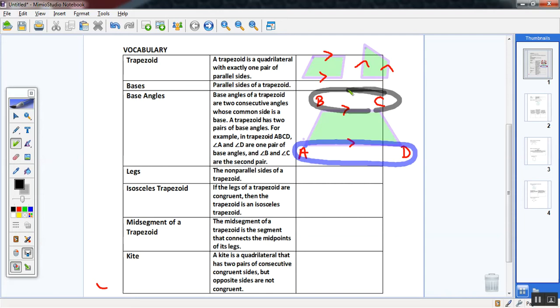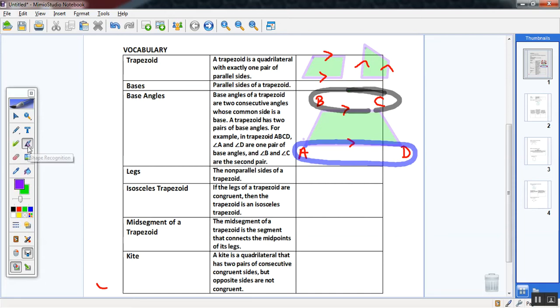Okay? All right, the legs in a trapezoid, the legs are simply the what? Non-parallel sides. So how many legs will a trapezoid have typically? Two. It's the two sides that aren't parallel. Okay. An isosceles trapezoid happens if the legs of a trapezoid are what?